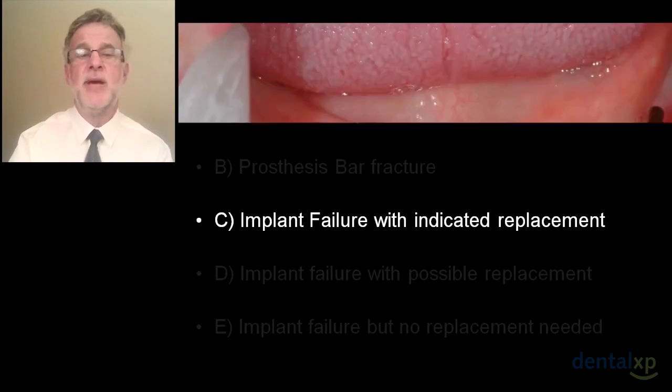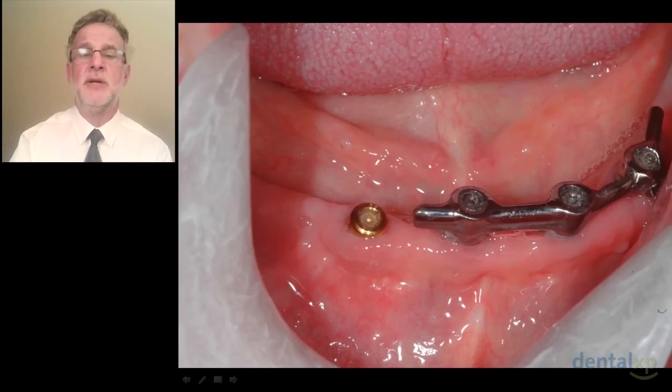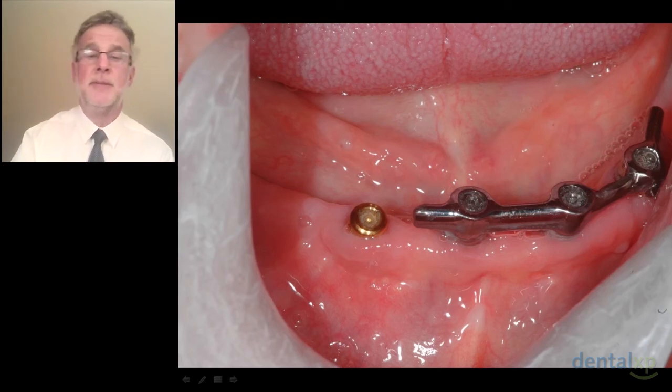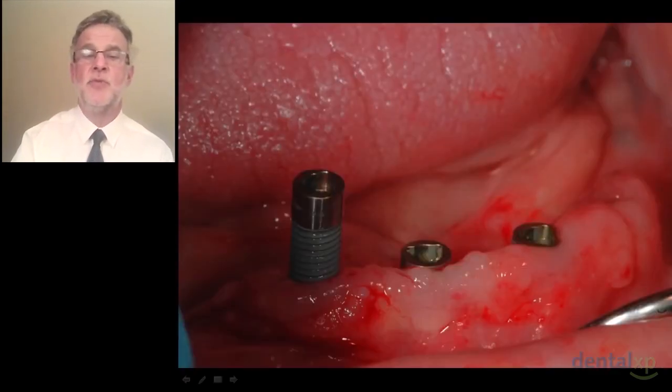So sometimes we have implant failures where we do need to replace the implant. Again, a similar case like you just saw before, where the bar had to be cut short and the patient felt she didn't have enough retention. So we replaced the failed implant, but we didn't redo the bar on the other 3. We could have, but this was a less expensive way to get her back on track with her prosthesis.